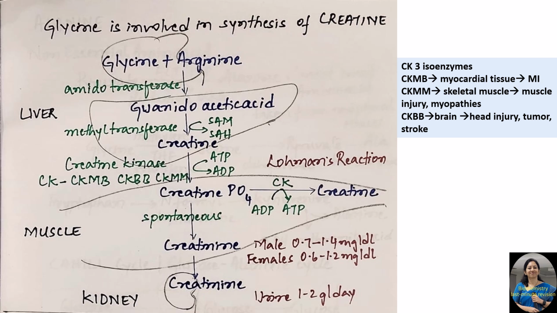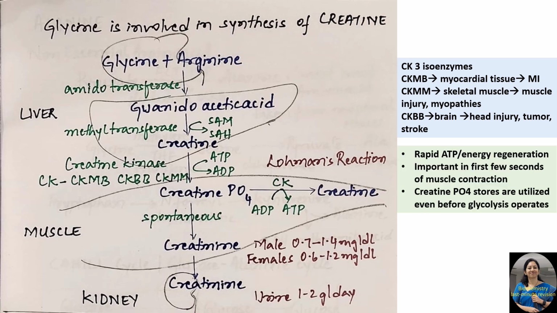Now the creatine phosphate that is stored in muscle is utilized for muscle contraction. The energy is utilized when creatine phosphate undergoes hydrolysis to form creatine. Again the reaction is catalyzed by creatine kinase, wherein ADP gets converted to ATP. So the initial part of the muscle contraction energy is provided by breakdown of creatine phosphate to creatine, and this is known as Lohmann's reaction.